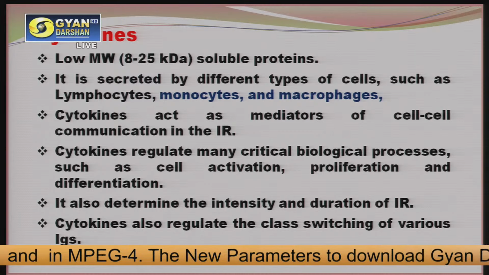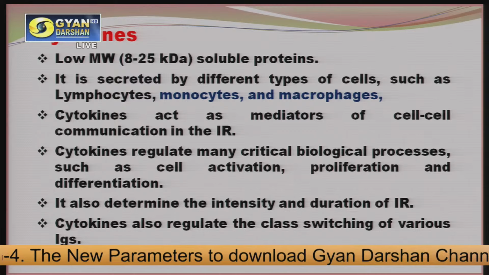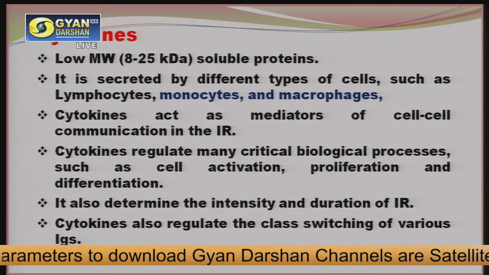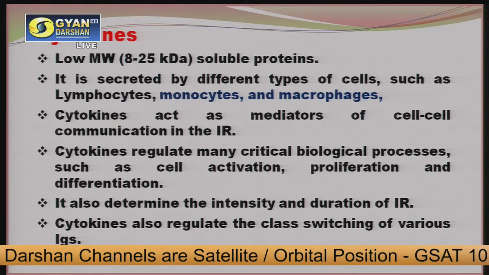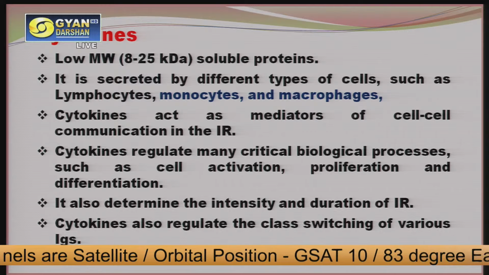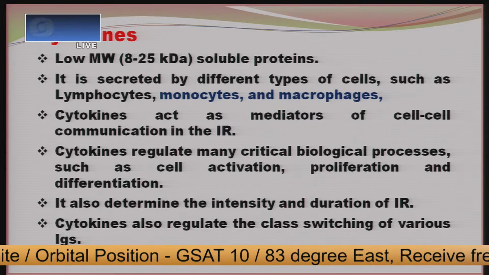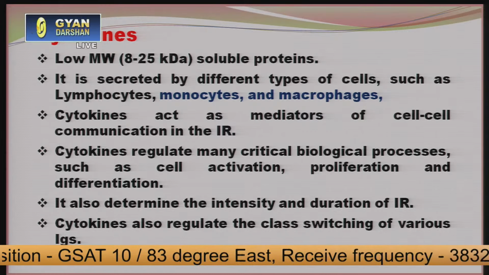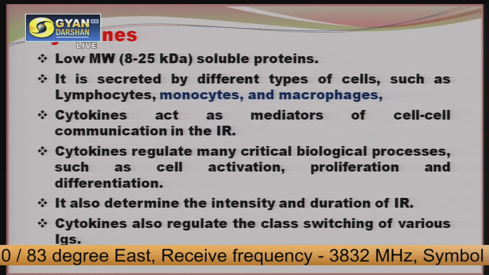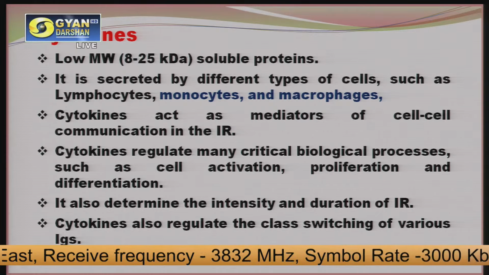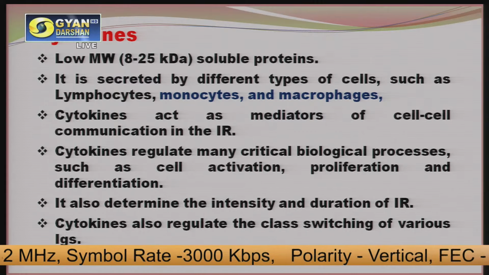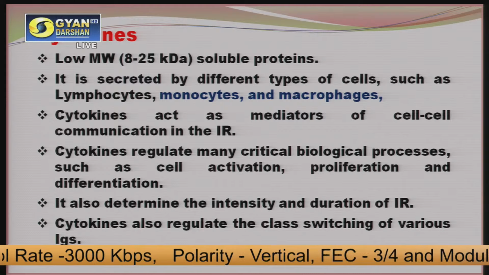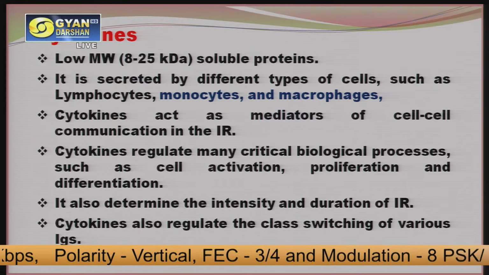And cytokines regulate many critical biological processes such as cell activation, cell proliferation and cell differentiation. After action of the cytokines, the cell may be activated, it may be differentiated, or it may be proliferated. It also determines the intensity and duration of the immune response. How much duration the immune response will take place: 1 to 7 days, 1 to 5 days, 10 days.